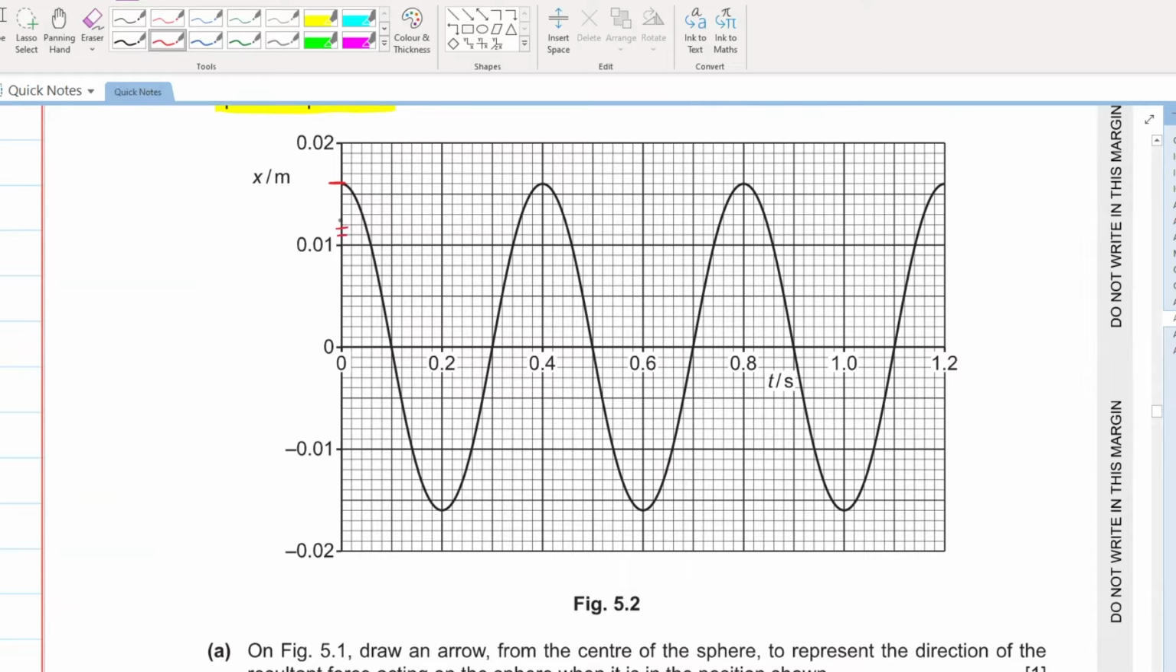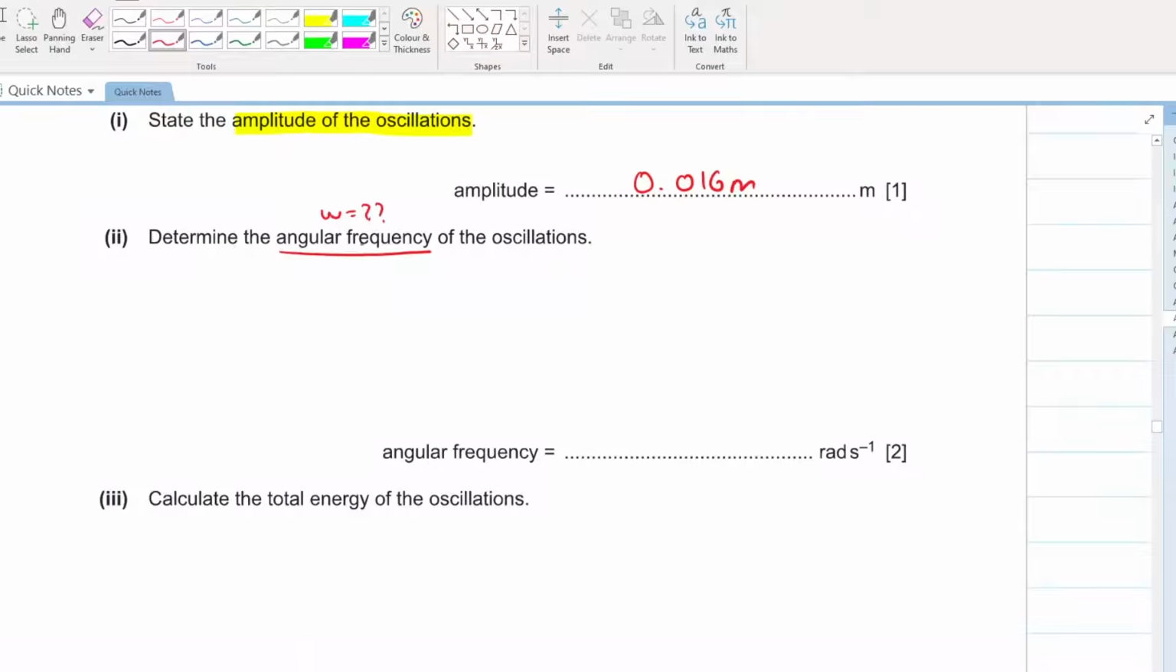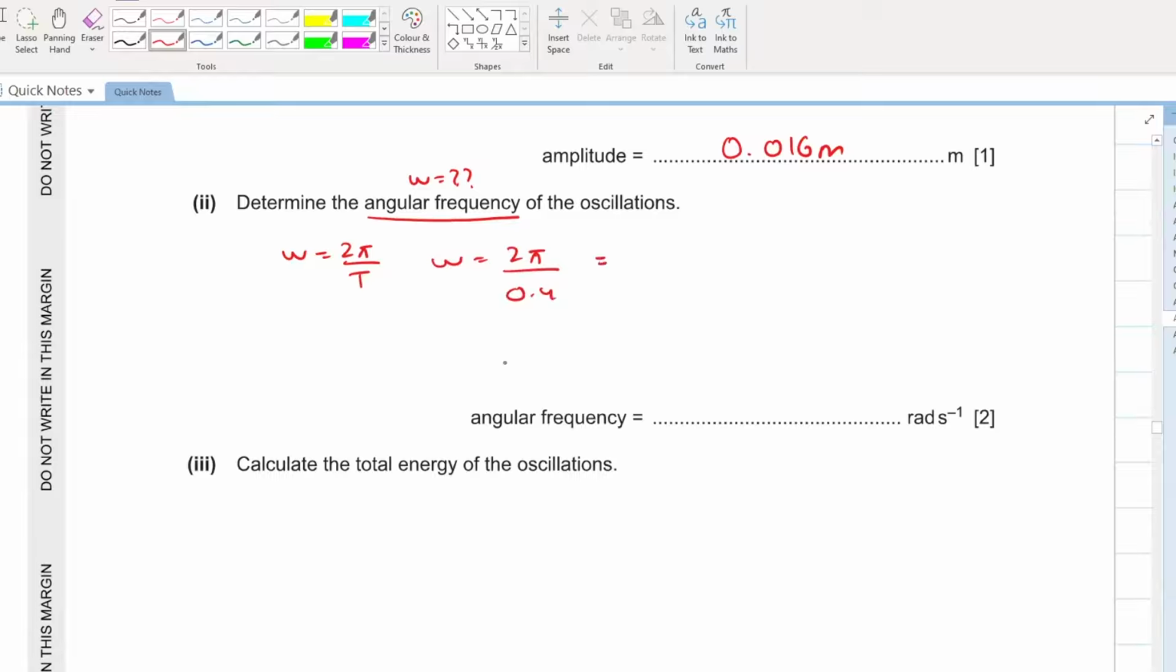0.016 meters. Now you have to determine the angular frequency. What is angular frequency? W. How can you determine W? Any formulas? W is equal to 2 pi over capital T. What is capital T here, beta? 0.4 seconds. Your time period is 0.4 seconds. Can you determine W? Yes. W is equal to 2 pi over 0.4. What does your answer for W come out to be?